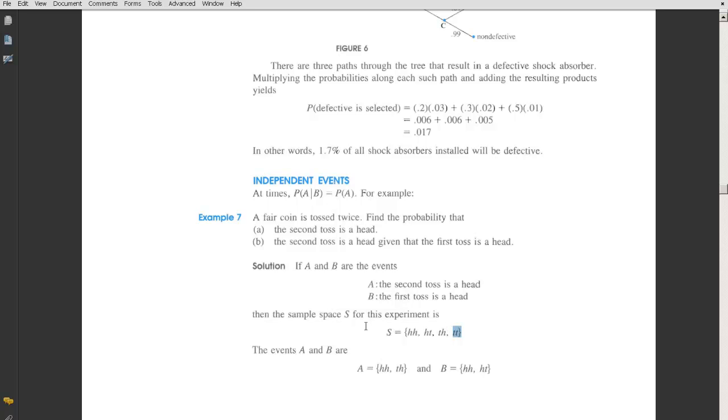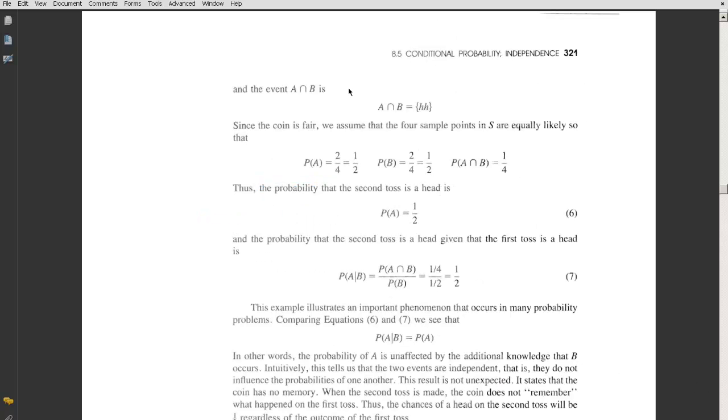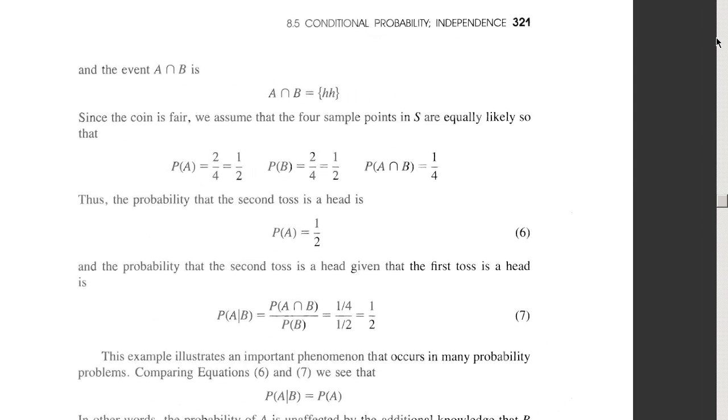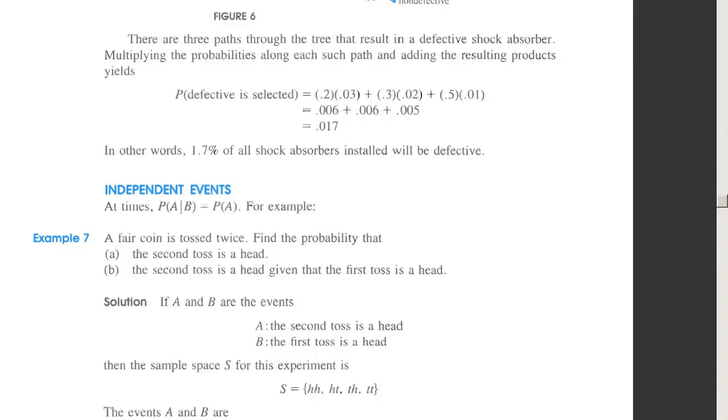And the events A and B: the second toss is a head, this has a second toss head, and this has a second toss head. And B, the first toss is a head: this has a first toss head, and this has a first toss head. So these are A and B. And the event A intersect B is that, right? The intersection of these two is just HH.